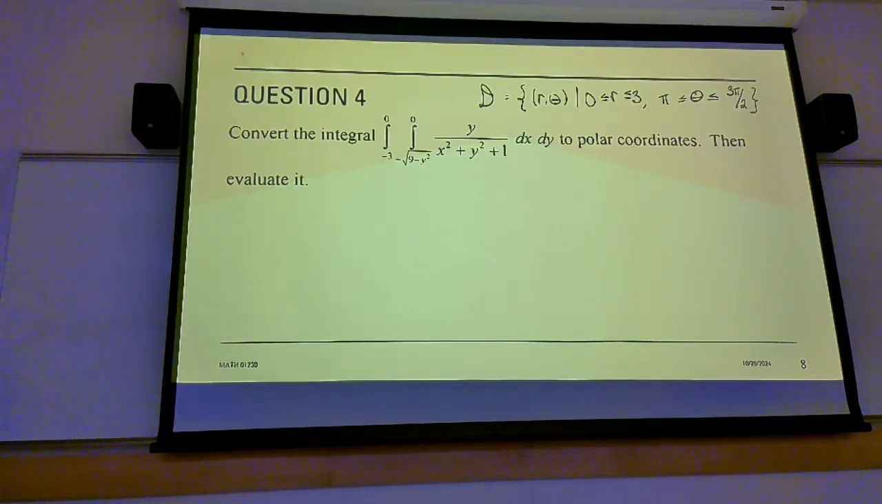A little more complicated. You can tell the quadrant immediately just from the bounds, just because it's all negative. So if x and y go from negative to 0, which is immediately quadrant 3. Then that square root: x equals negative square root of 9 minus y squared. That's x squared plus y squared equals 9, which is the circle of radius 3.